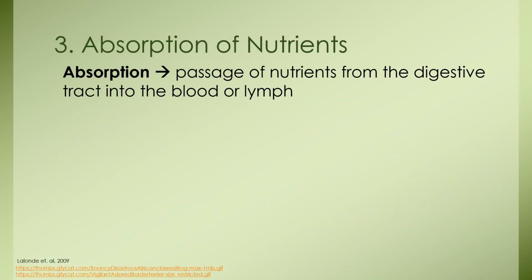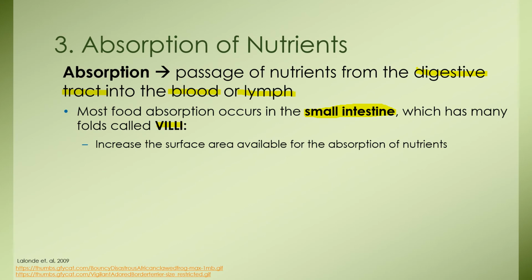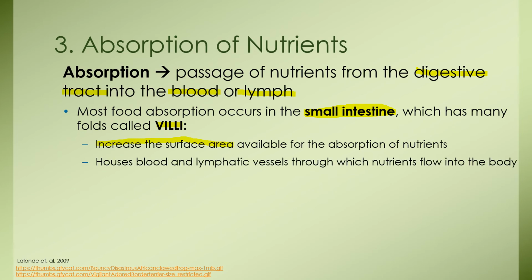So what's absorption? Absorption is the passage of nutrients from the digestive tract into the blood or lymph. So I take the nutrients and put them in my blood to be used. Most food absorption occurs in the small intestine. So in the small intestine is where most of the nutrients are absorbed. In the small intestine, we have structures that we call villi. What are they? These villi are structures that increase the surface area available for the absorption of nutrients and house blood and lymphatic vessels through which nutrients flow into the body.